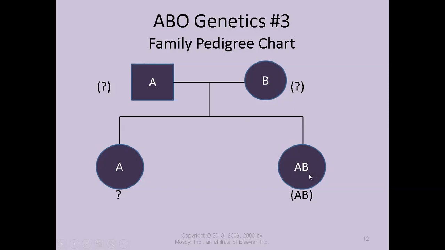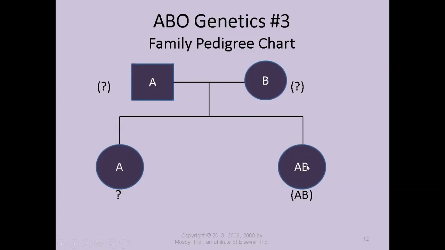When we look at this, there is one thing that we can deduce. My sister doesn't really give us much information because she got an A from my dad and a B from my mom, so he could be AA or AO in that case, and she could be BB or BO, because each one gave the A and the B.